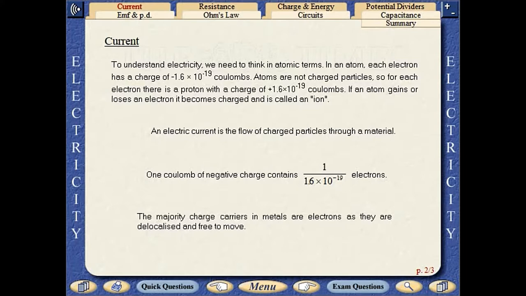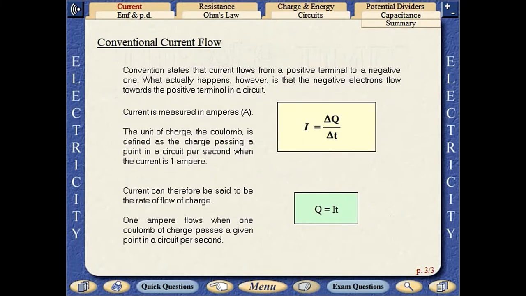An electric current is the flow of charged particles through a material. The majority charge carriers in metals are electrons, as they are delocalized and free to move. Convention states that current flows from a positive terminal to a negative one. What actually happens, however, is that the negative electrons flow towards the positive terminal in a circuit.